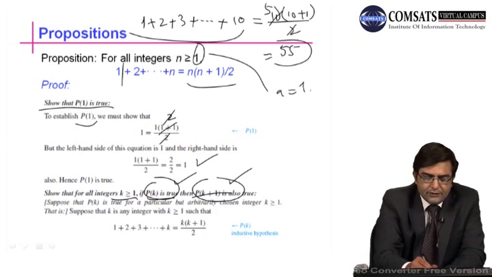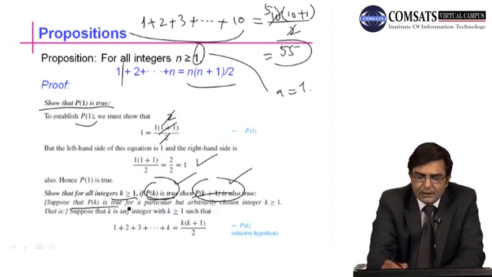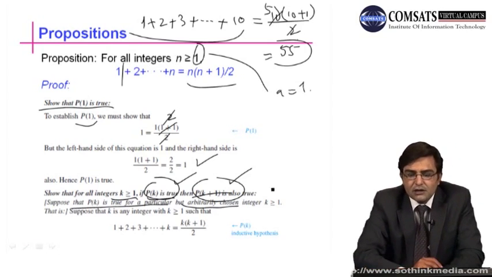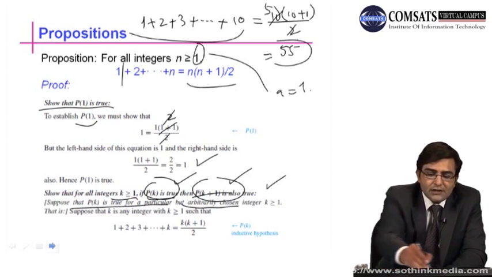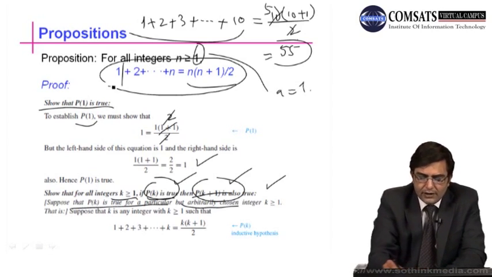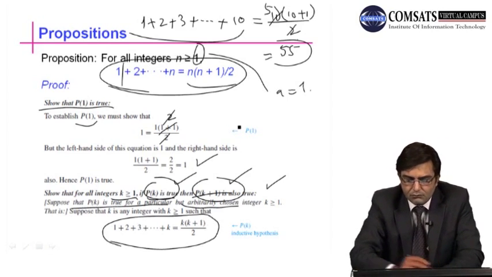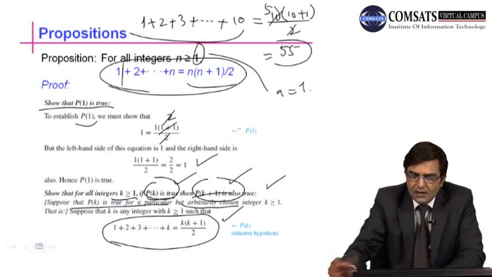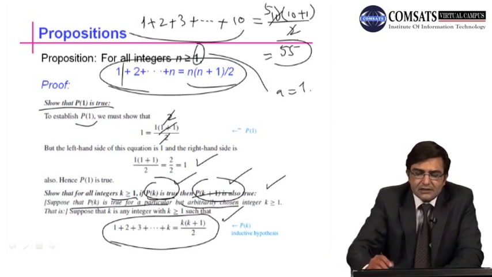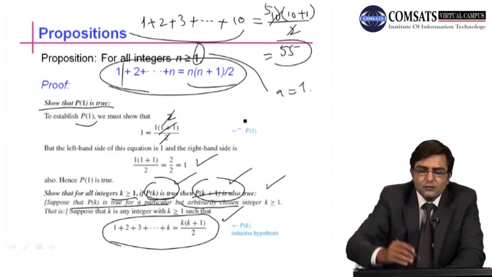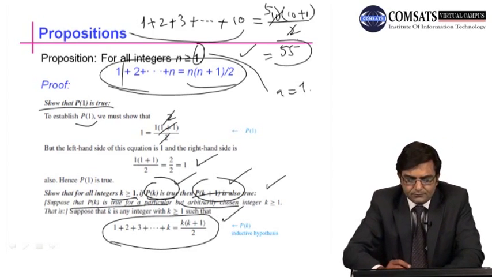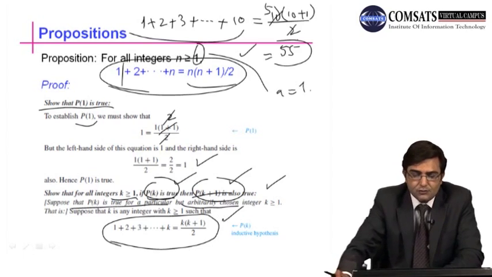So suppose that P of k is true for a particular but arbitrarily chosen integer k greater than or equal to 1. If it is true, then this whole expression is true for n equal to k. This is the inductive hypothesis. Then we have to prove that the given expression is true for k plus 1, meaning P of k plus 1 is also true.